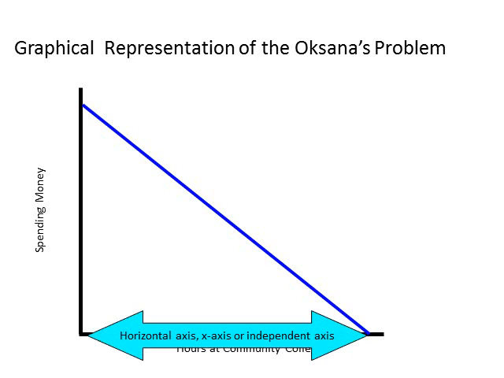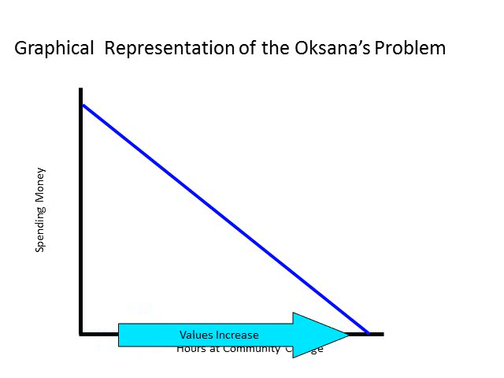The horizontal axis is called the x-axis, or the independent axis, and runs from left to right. In this case, the horizontal axis represents the number of credit hours at a community college. Economists assume that as one moves from left to right, the values increase.